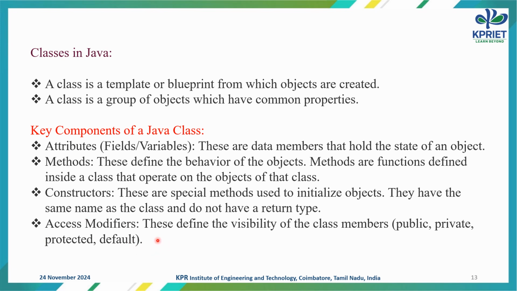And next one is access modifier. We have already studied this in C programming, right? An access modifier is used to define the visibility of the class members or methods, that is, where to display and where not to display. All these things are defined by the access modifier. There are four access modifiers here: public, private, protected, and default. These are the key components of a Java class: attributes, methods, constructors, and access modifiers.